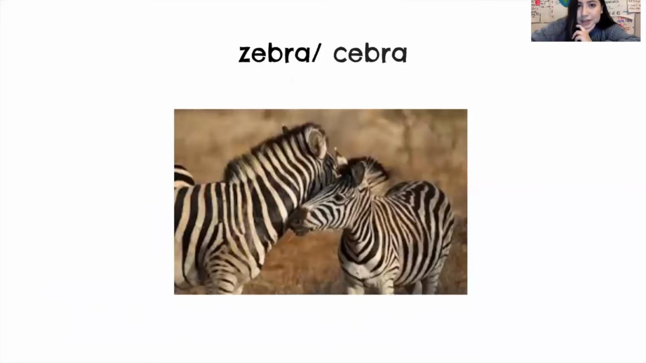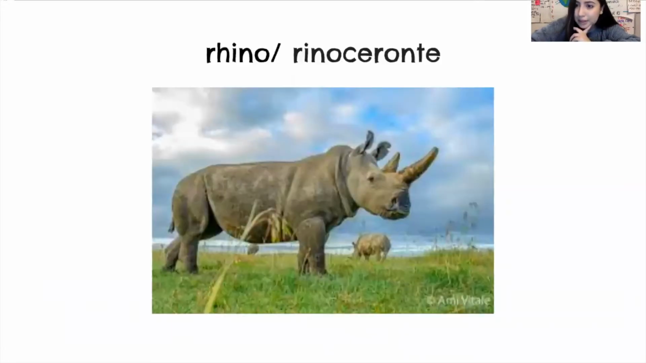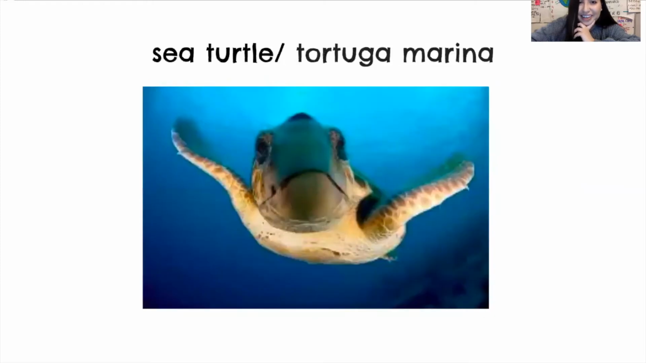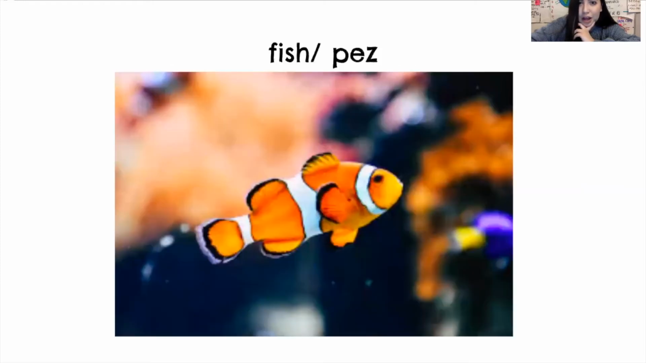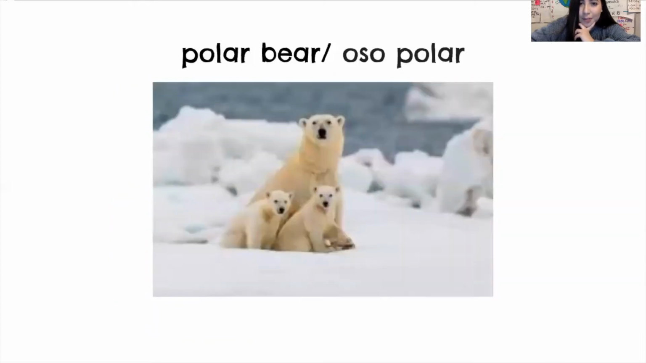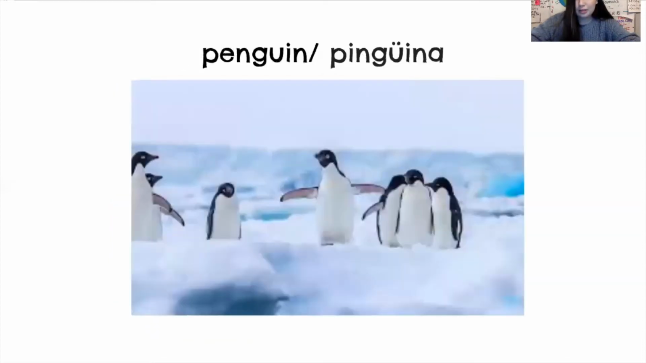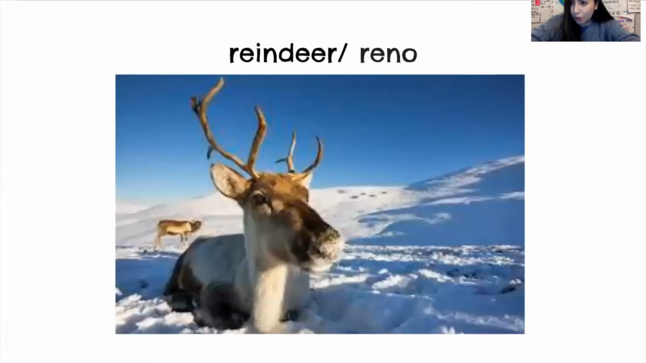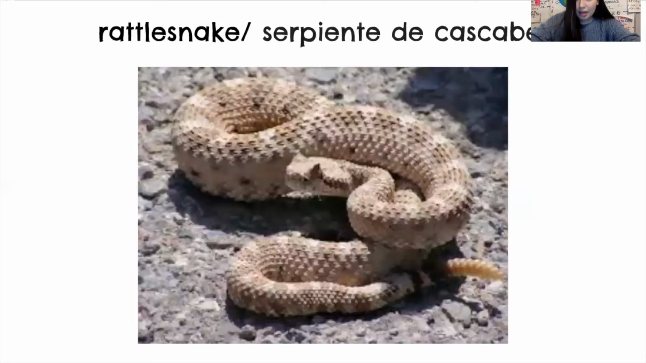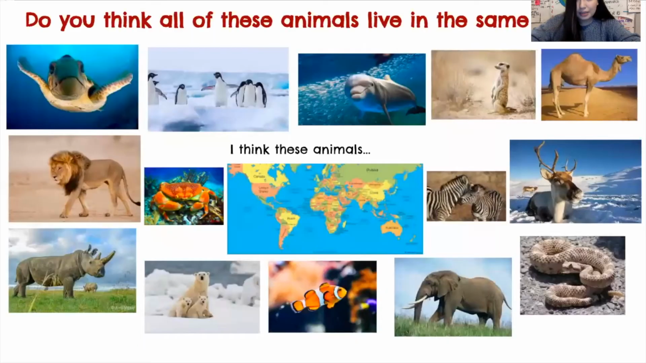This is a zebra. This is a rhino. We have a lion, an elephant, a sea turtle, a fish, a dolphin, a crab, polar bears, penguins, reindeer, camel, meerkat, and a rattlesnake. Do all these animals live in the same place?